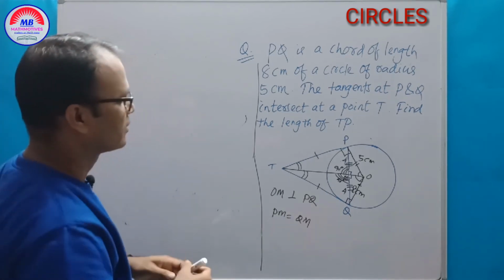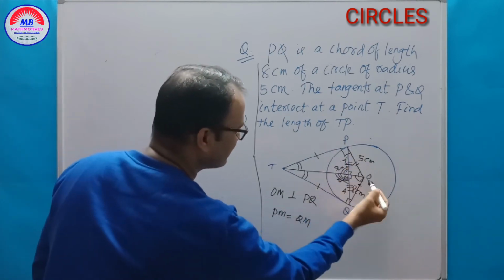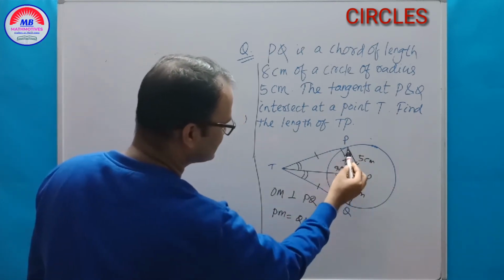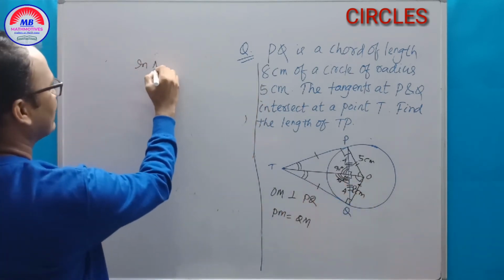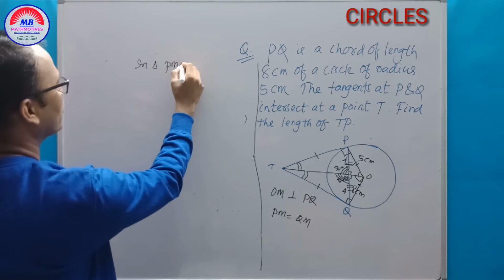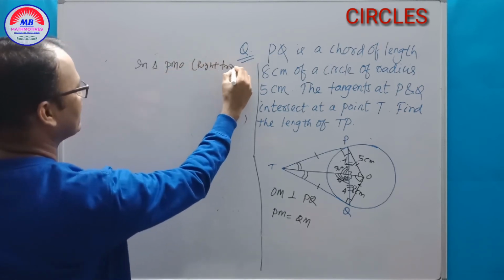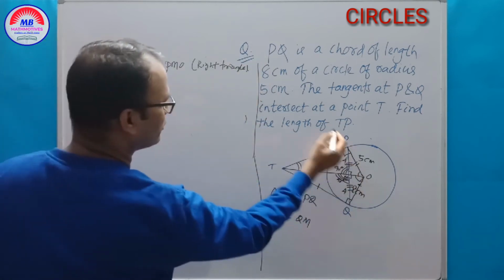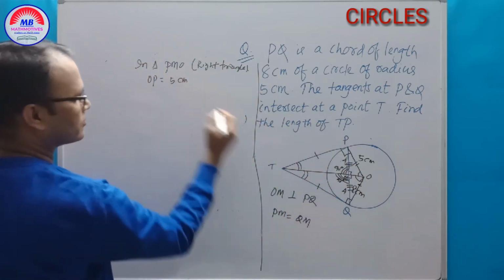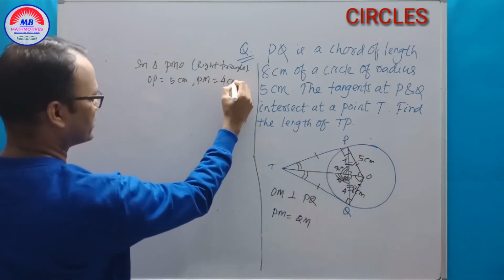We have to find TP. This is given 5, this is 4. So you can find OM in triangle PMO. It is a right triangle. Clear? OP is equal to 5 centimeter, PM equal to 4 centimeter.